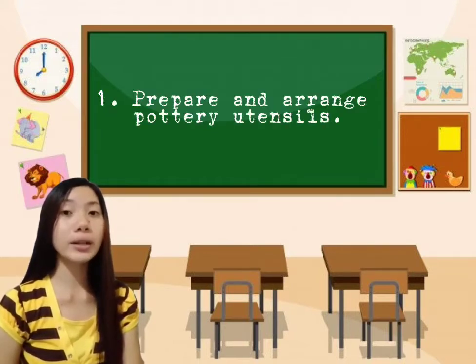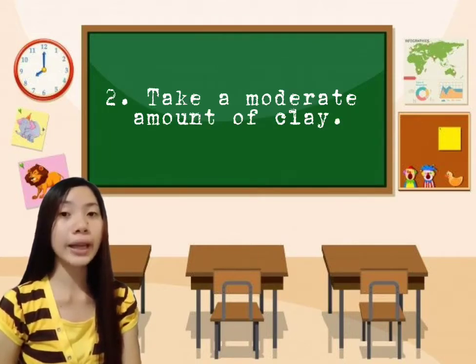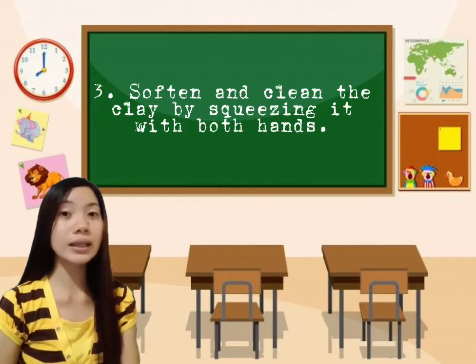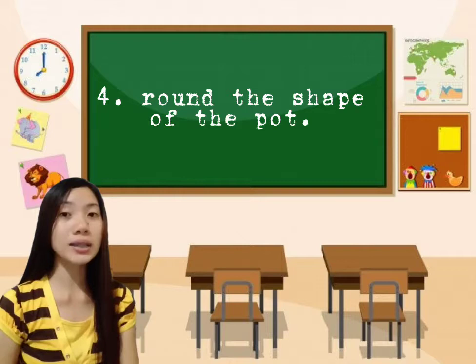First, prepare and arrange pottery utensils. Take a moderate amount of clay. Soften and clean the clay by squeezing it with both hands. Round the shape of the pot.